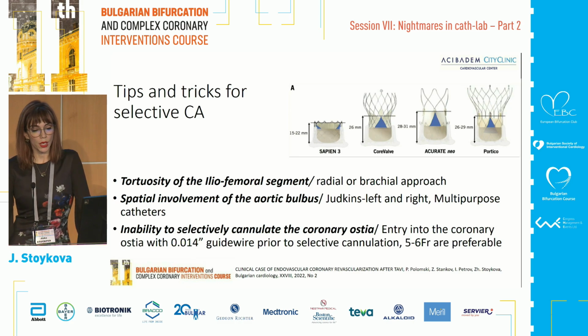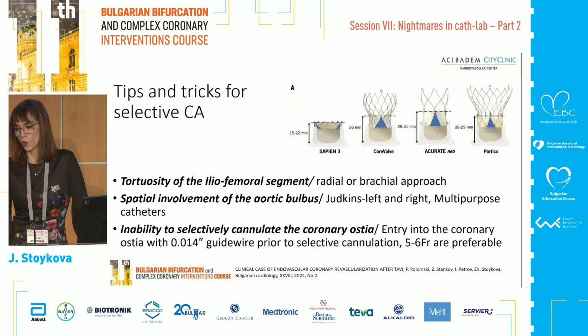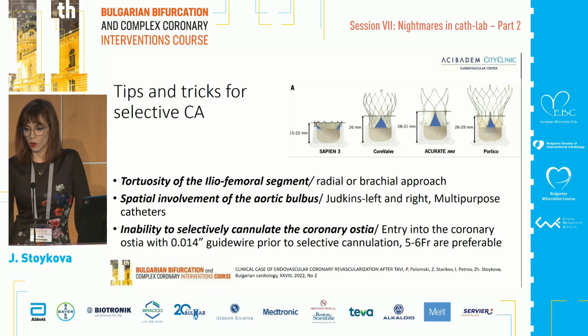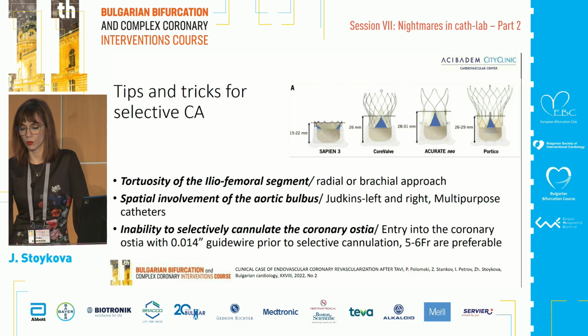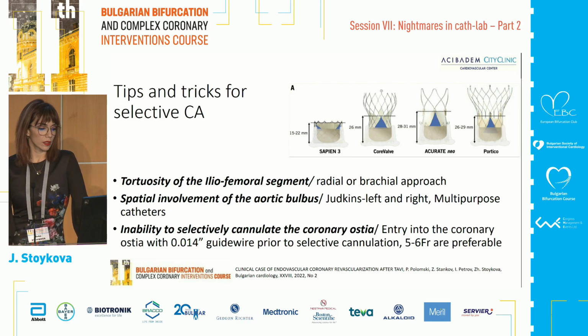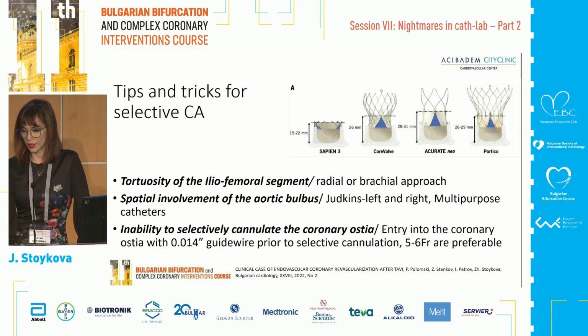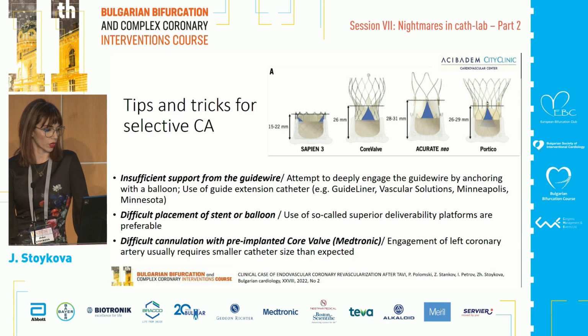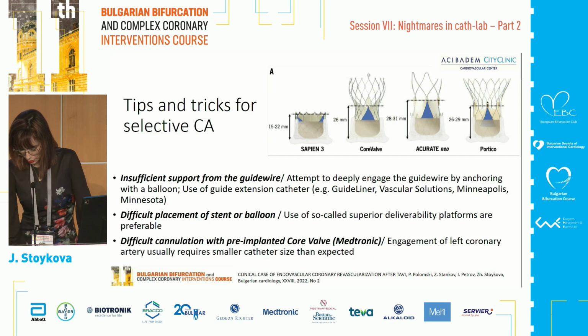There are some tips and tricks. One should be careful with the diamond cell engaged, should be careful with the approach. When there is tortuosity, the other approaches may be used. And maybe use the guide wire in order to facilitate cannulation of the ostium of the coronary artery. Insufficient support is a very common pitfall, with difficult placement of stents and balloons, with other tips and tricks to facilitate.